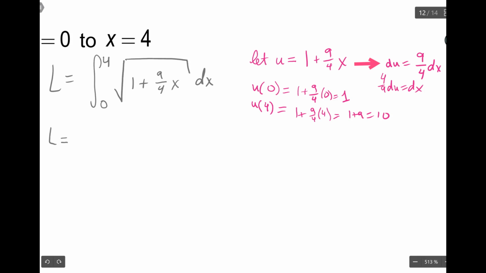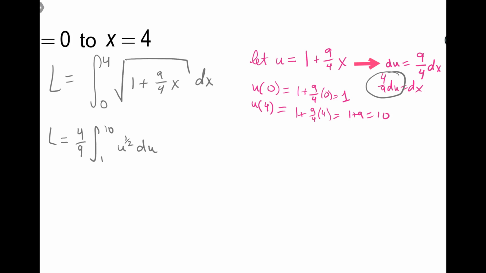Okay, so this 4/9 dx, I need to plug this in for du, so I'm going to bring it out front. So I'll have 4/9 out front of the integral going from 1 to 10. And then my equation will just be u to the 1/2 du. So that makes it much, much nicer.